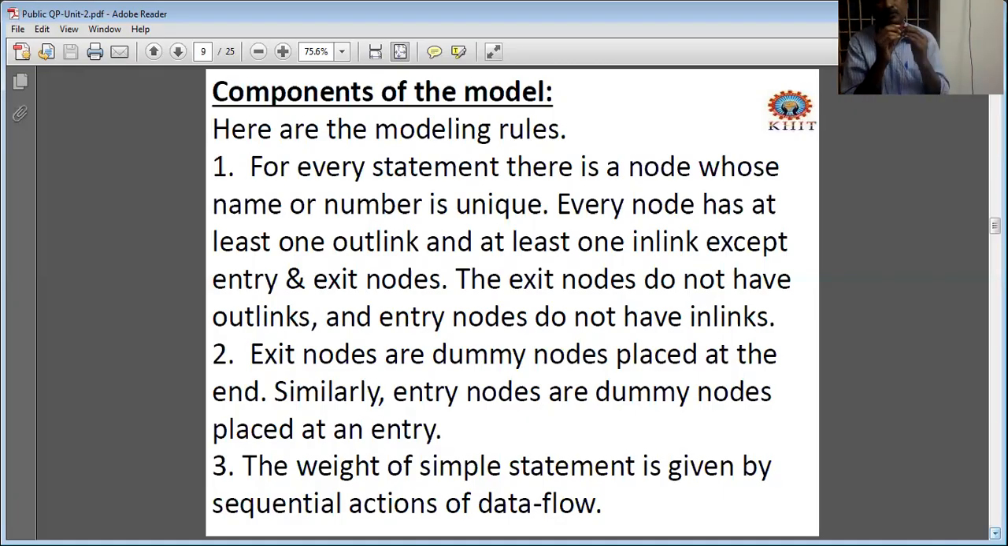So the most important point is that the exit node does not have outlinks and the entry node does not have inlinks. Exit nodes are dummy nodes placed at the end. Similarly, entry nodes are dummy nodes placed at the entry.